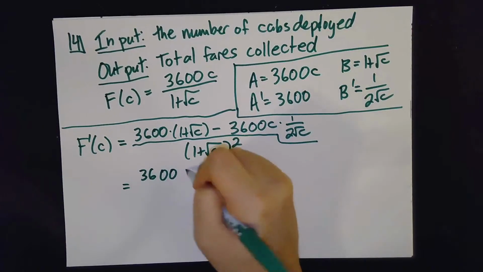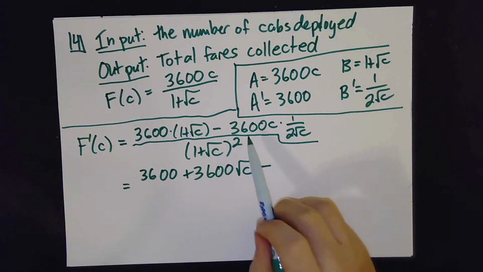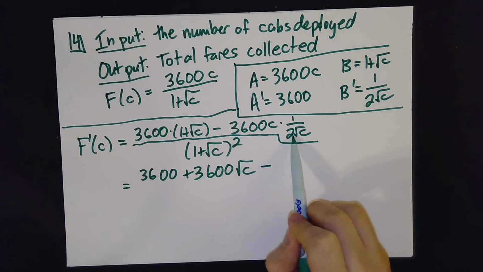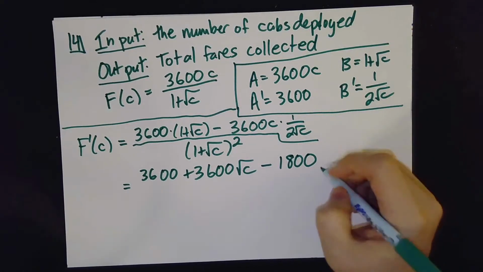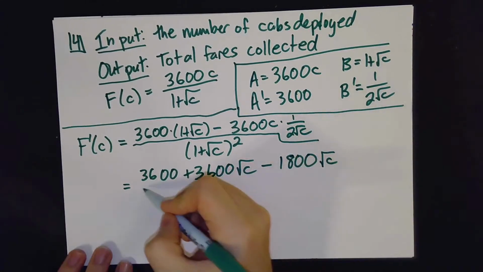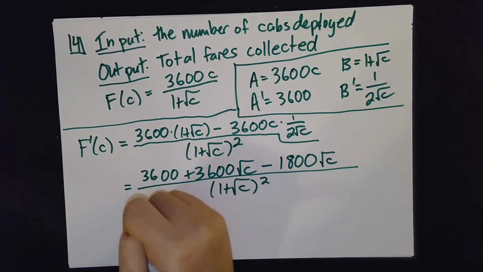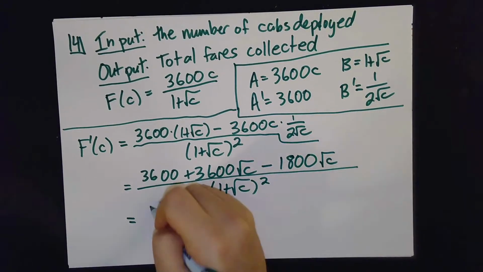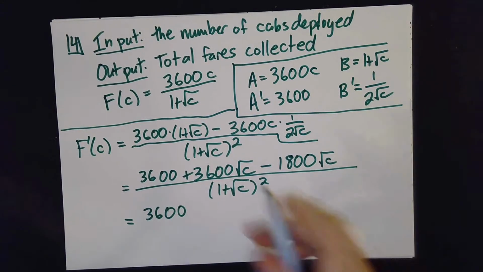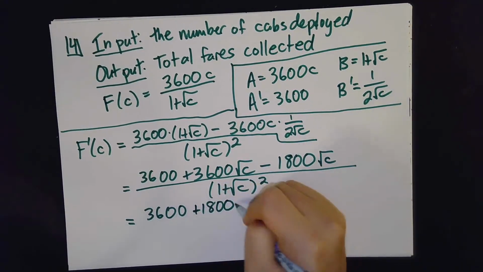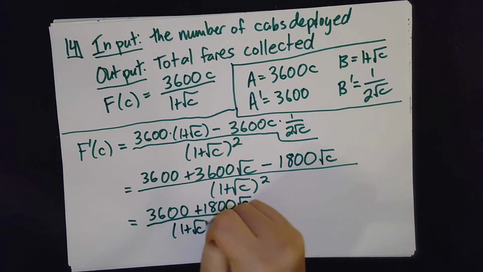Okay, so that's 3600 plus 3600 root c. And actually something pretty nice happens. So I have 3600 over 2, so that's 1800. And then I have a c over root c, so that is in fact root c. And so I'll end up getting 3600 plus 1800 root c divided by 1 plus root c squared.